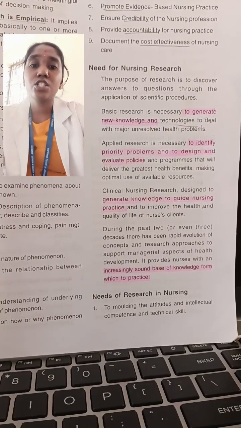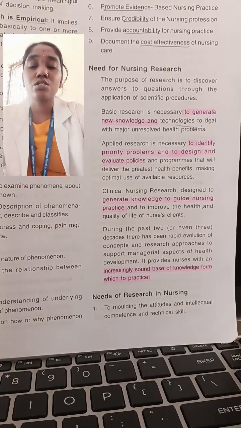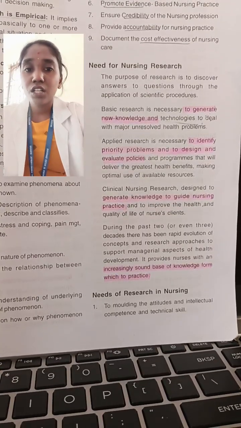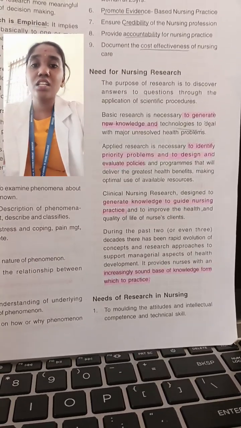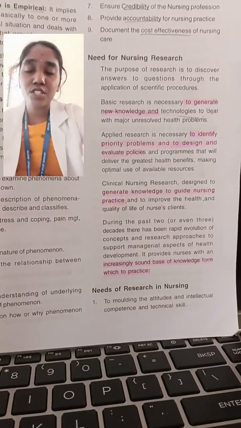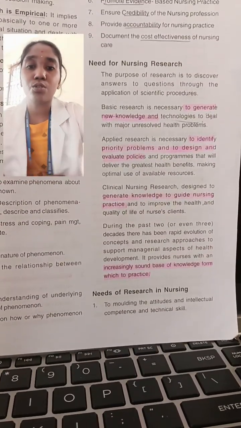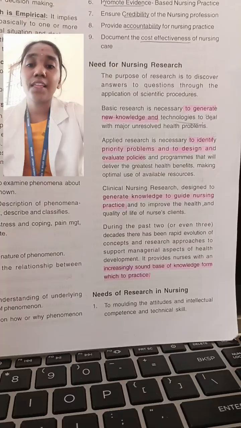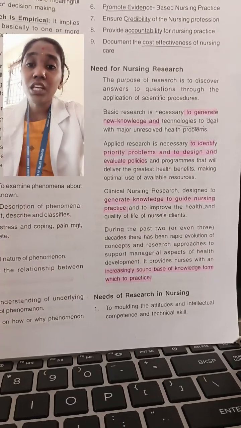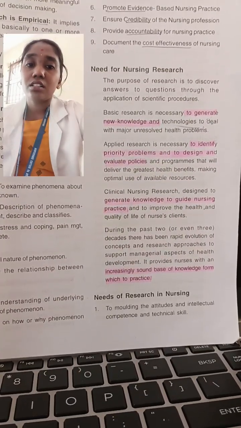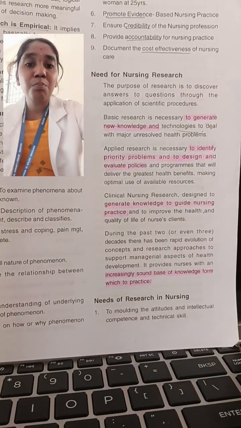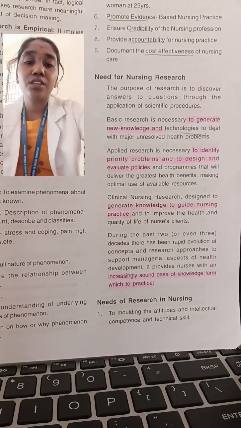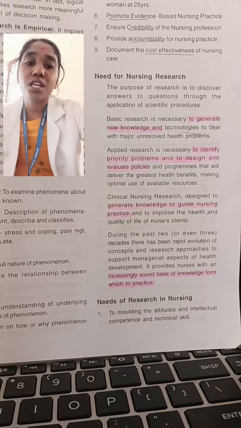And technologies to deal with major unresolved health problems. We need technology to deal with major unresolved problems, which are not solved, which remain like that only. Most of the questions of health problems will be resolved by technologies. Okay, and applied research is necessary to identify priority problems and to design and evaluate policies.